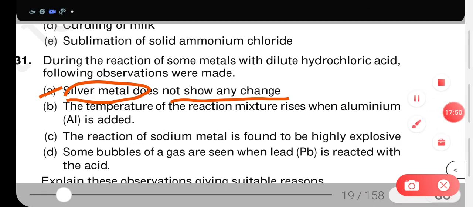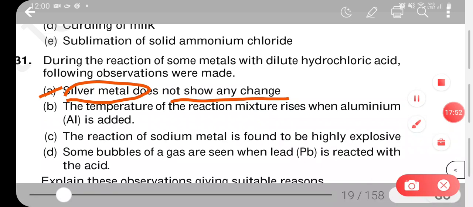Now moving on to the next observation: the temperature of the reaction mixture rises when aluminum is added. The temperature is increasing. So the metal is aluminium. When we add dilute hydrochloric acid to the aluminium metal, some heat will be evolved. So it is a kind of exothermic reaction.